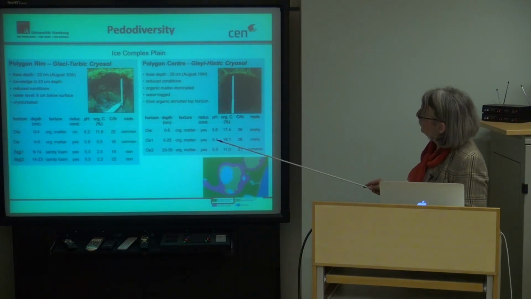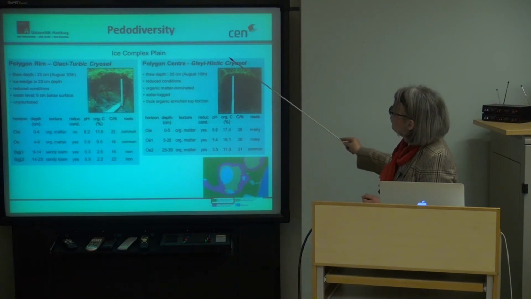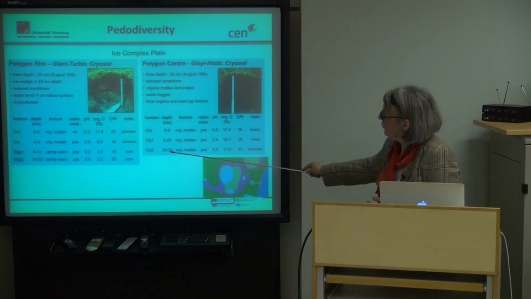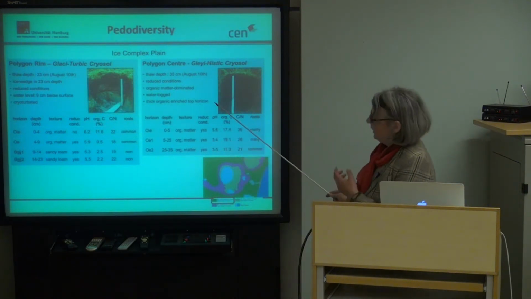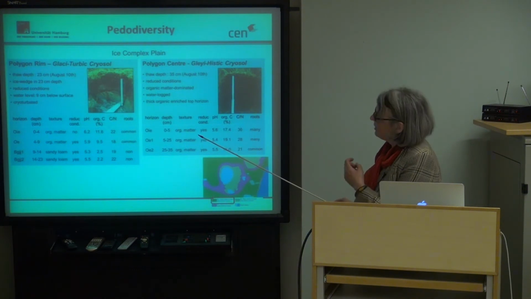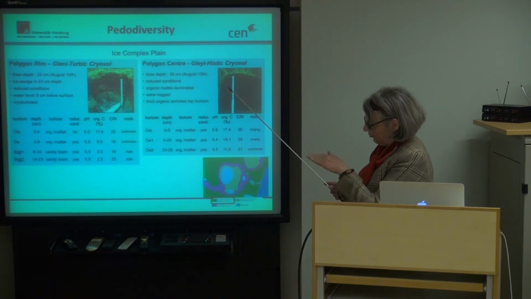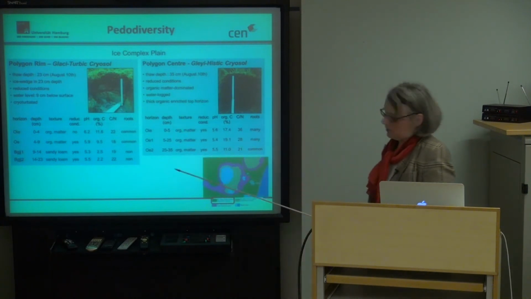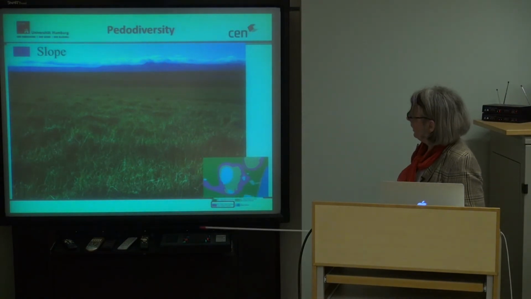Now the topic is pedodiversity, and we have in the center another type of cryosol. It's dominated by histic and also water, and you can see it clearly. There's a lot of carbon in the upper 35 centimeters in the soil, and there's a difference between center and rim. From the point of view of upscaling, you have to take into account how much of the area is covered by the center and how much is covered by the rim, and this ratio gives you the proper number for the stored carbon.